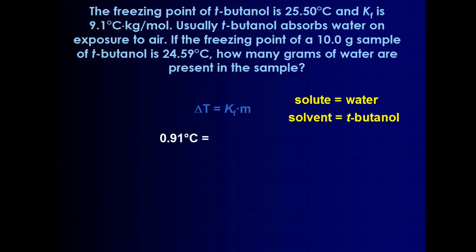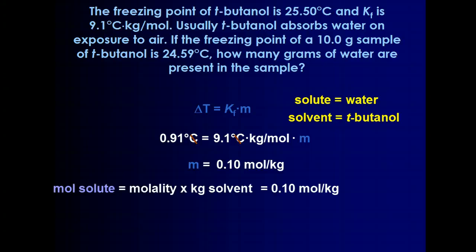We have our Kf constant, and then we have our m. And so that's our freezing point depression constant. When we divide both sides by the Kf, we get that our molality is 0.1 moles per kilogram. And that's 0.1 moles of water per kilogram of tert-butanol. Since we had 10 grams of tert-butanol, we should be able to figure out the moles of our water.